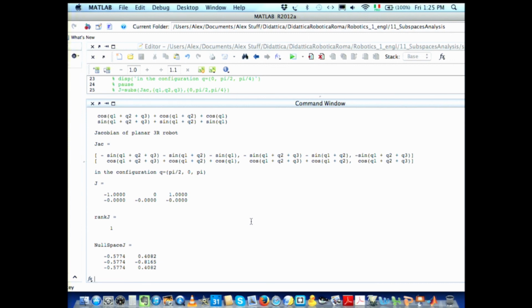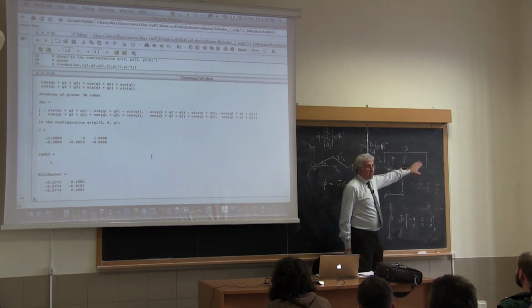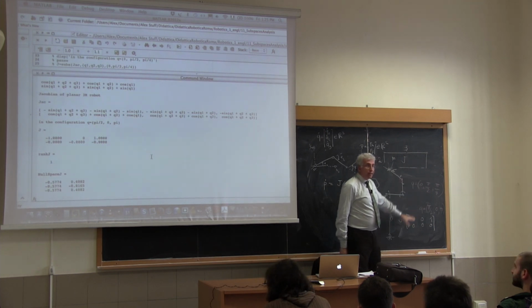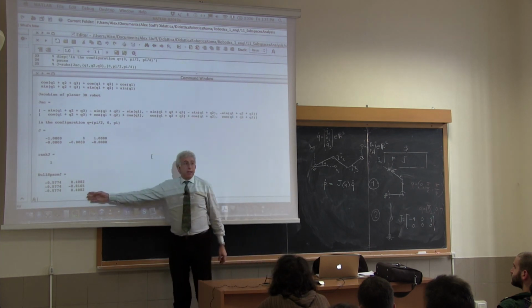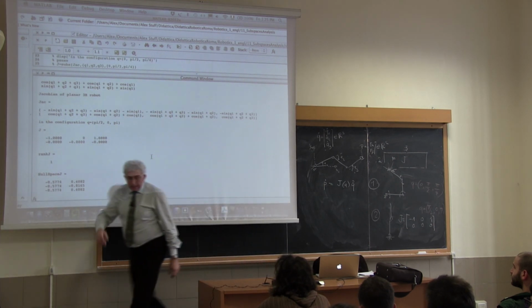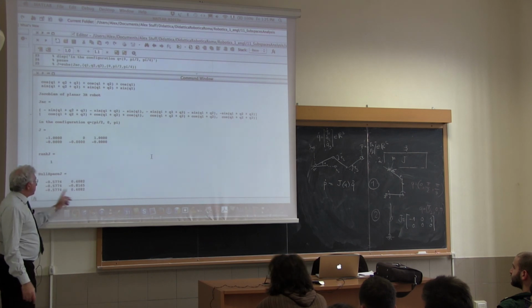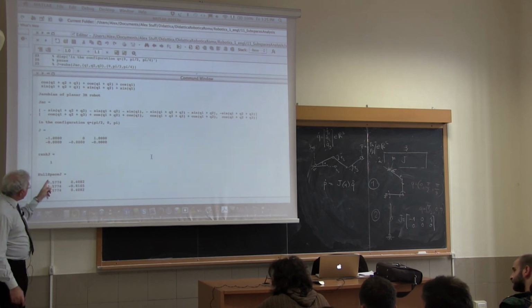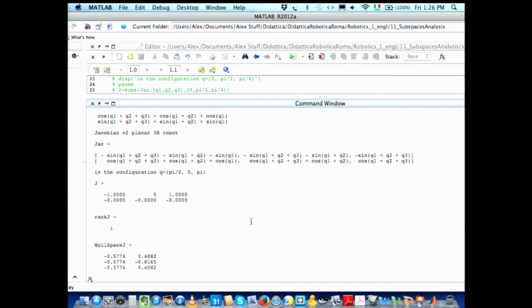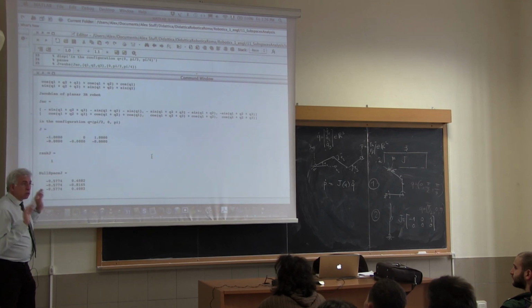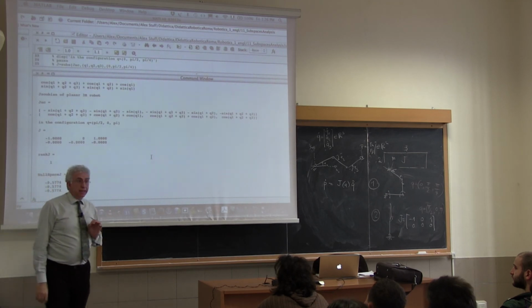Remember that in the full rank case, the null space had dimension 1. Now in the singular case, the null space has increased dimension. If I look at two possible bases, the numbers are not important, but I can recognize that one basis vector for the null space has the same number here, which means that if I'm moving the three joints at exactly the same velocity, this will give no velocity at the end effector.